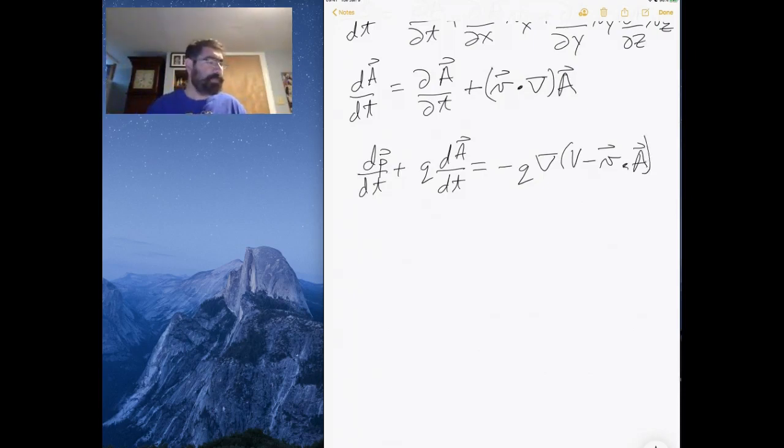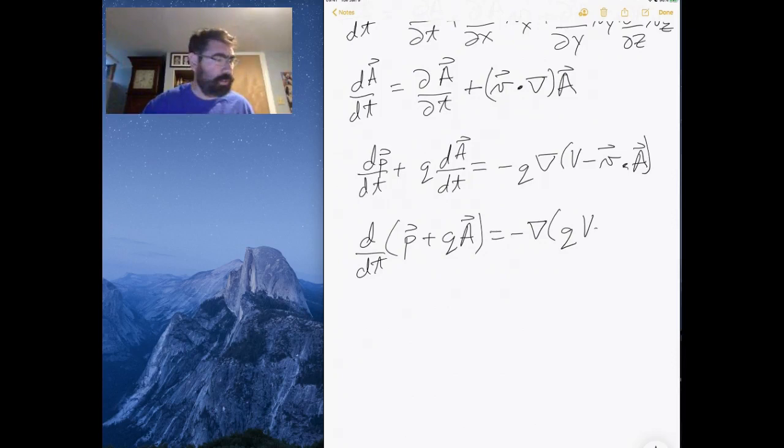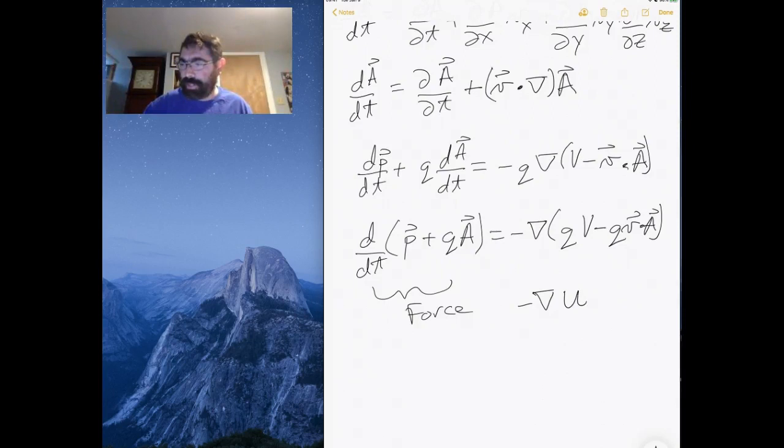So basically, I have the force, the time derivative of the momentum, plus the time derivative of A. So what I get is the time derivative of P plus Q times A is equal to minus del QV minus Q, the velocity dotted into A, like so. And so what I get is a force, and now I get a minus the gradient of the potential energy.